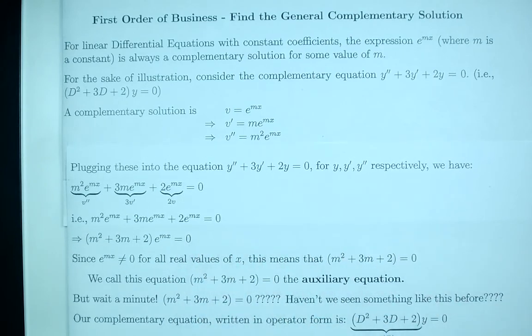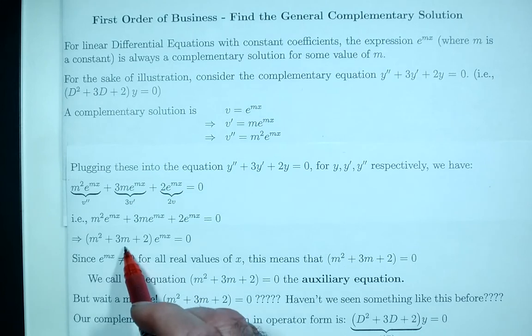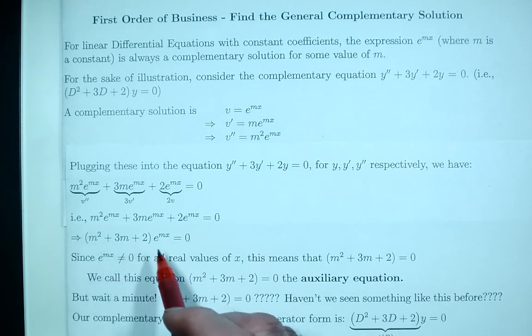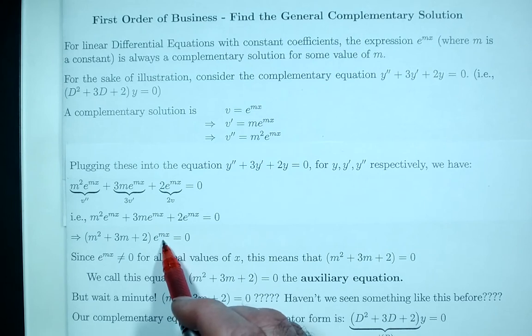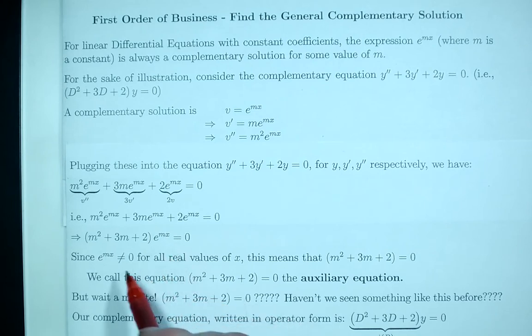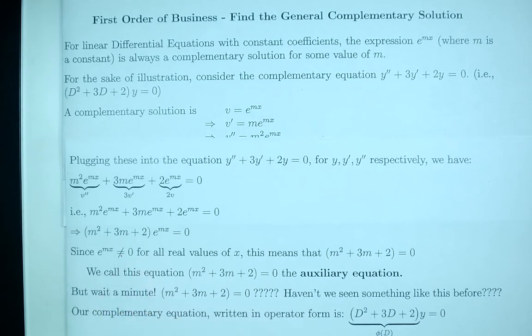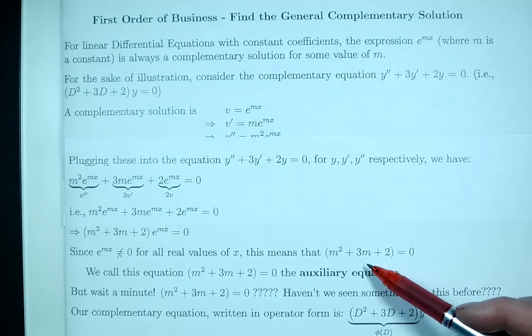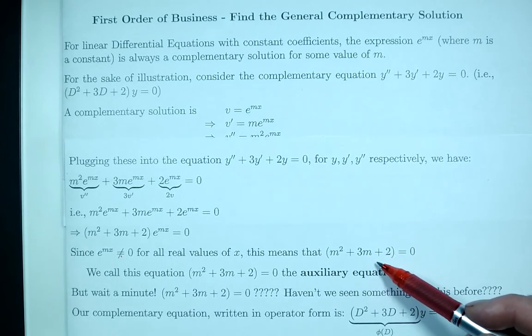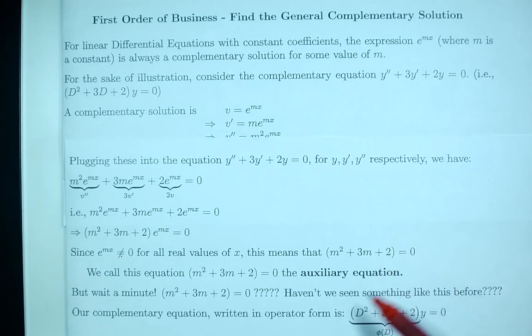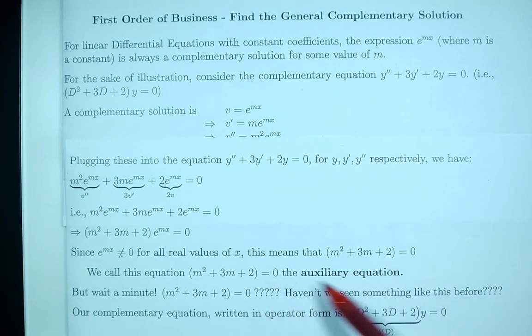Now, there's only one way that we can multiply two real numbers together and get 0. One of them's got to be 0. So either this polynomial has to be 0, or e to the mx has to be 0. And guess what? E to the mx isn't equal to 0 for any value of x. So you know what that means. M squared plus 3m plus 2 is 0. And we call this equation the auxiliary equation.